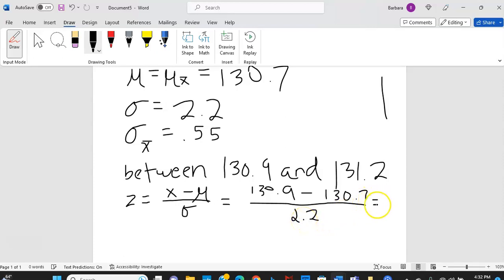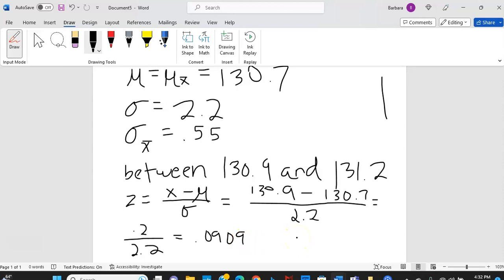All right, so this is going to give me 0.2 on the top divided by 2.2. And we'll go ahead and stick that into the calculator and get what that decimal is. That is 0.0909. It's a repeating decimal, but I'll just write it out about this far.